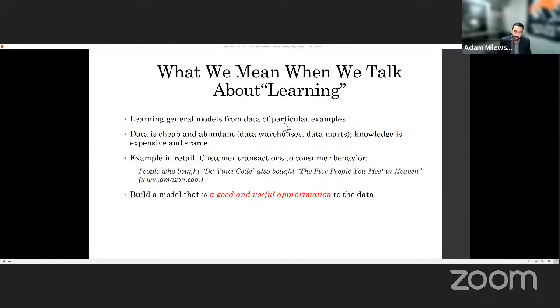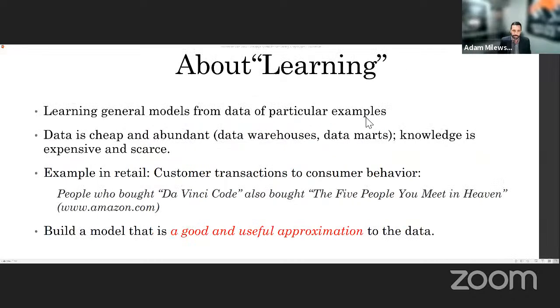What do we mean when we talk about machine learning? We're really just learning a general model from data of a particular example. I kind of mentioned that. We believe data is cheap and abundant. I mentioned field data, that's not entirely true, but we have 50 years worth of satellite data. We have hundreds of thousands of petabytes, which is 1,000 terabytes, of storage, thinking about Google and other places. We have these data warehouses, data marts. You think of cryptocurrencies. But the part that's expensive and rare is knowledge.